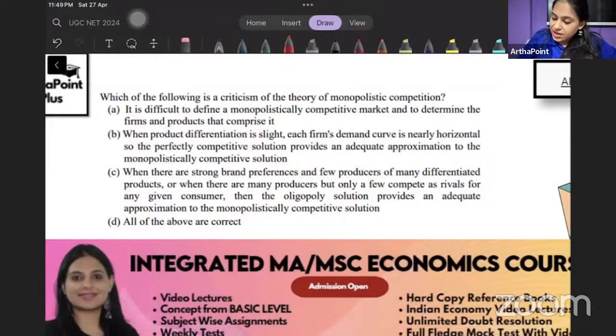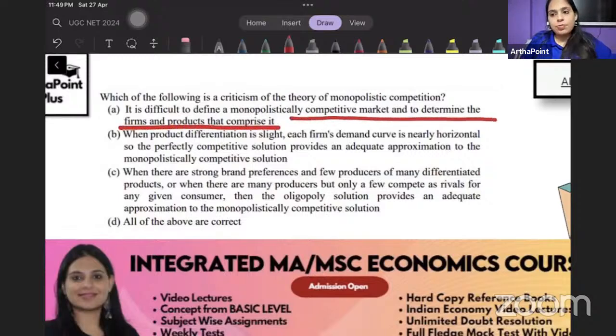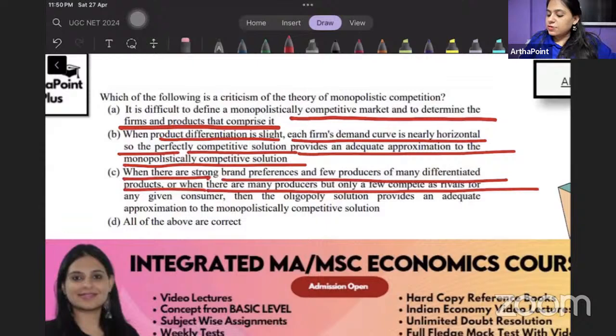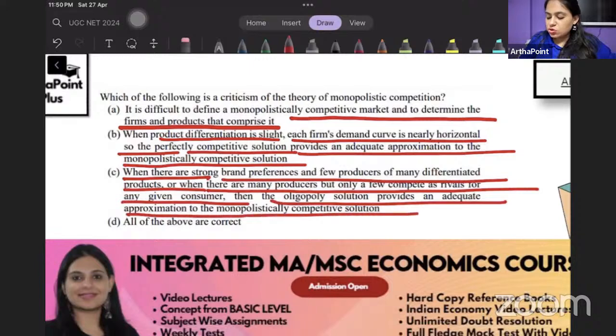So, देखो ध्यान से. It is difficult to define monopolistic competitive market and determine firm and product that comprise it. When product differentiation is slight, each firm demand curve is nearly horizontal, so that perfectly competitive solution provides adequate approximation to monopolistic competitive. When there are strong brand preferences and few producers of many differentiated product, or when there are many producers but few compete as rival, then oligopoly solution provide adequate approximation to monopolistic competitive solution.